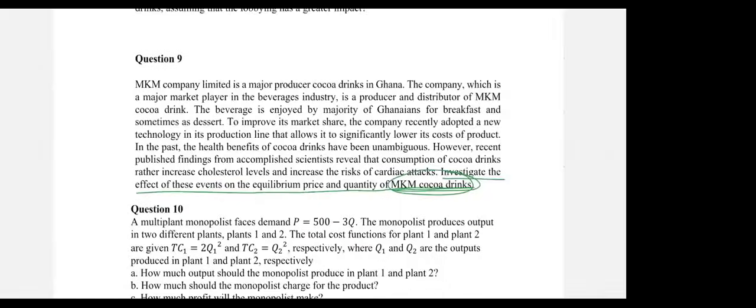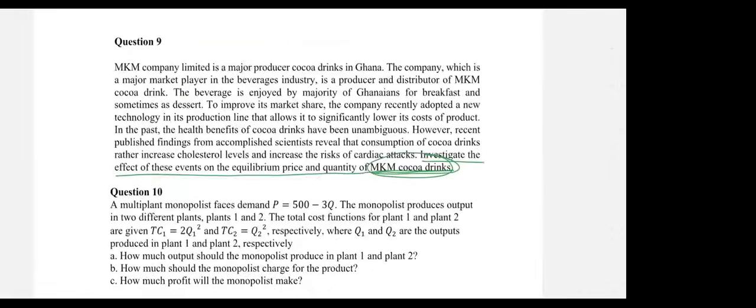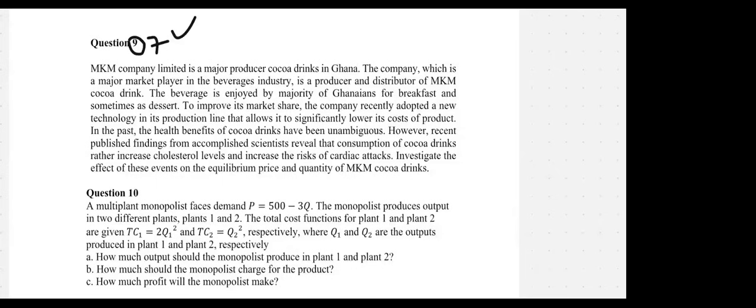Please, your screen said show to load. Come again. The first step says investigate. Actually, that's where you get the product from. Investigate the effect of these events on equilibrium price and quantity of what? MKM cocoa drinks. You investigate that. Now, so you begin with, let me come here.